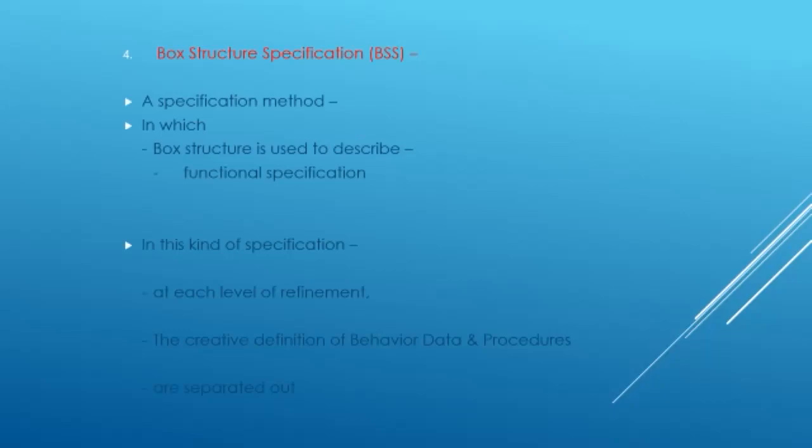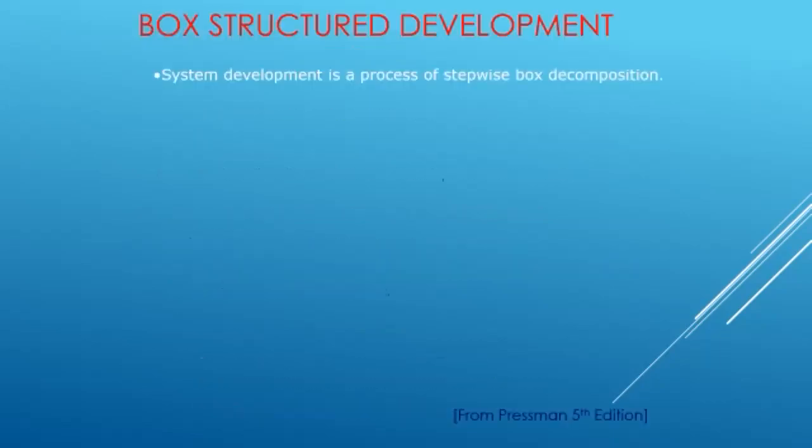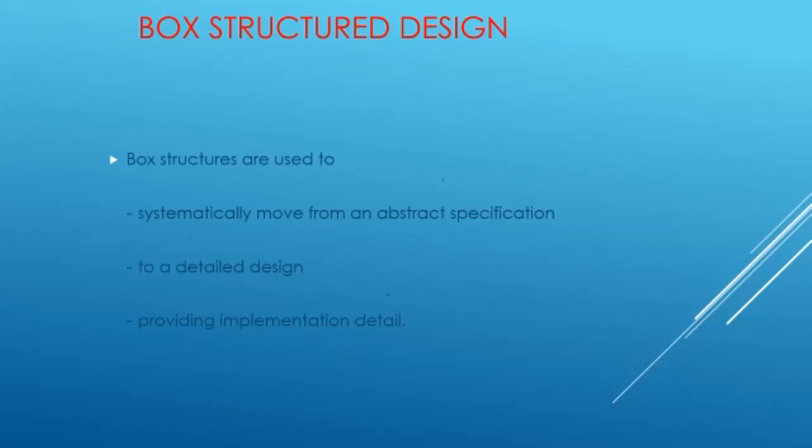A specification method in which box structure is used to describe the functional specification. In this kind of specification, at each level of refinement, the creative definition of behavior, data, and procedures are separated out. Here, the box structured design: box structures are used to systematically move from an abstract specification to a detailed design, providing implementation detail. This is the design of structure, box structure.